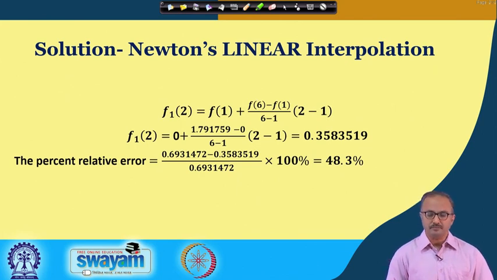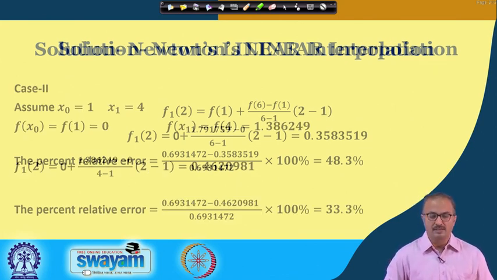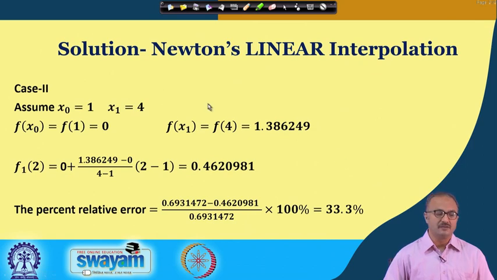Okay. So now we go for another range. Here we choose x0 the same as previously, 1, and now we shrink the range to 4. Now again we find the value of f4, that is log of 4, and this is the value. We plug this into this formula to find the value of f12, and we find this value.